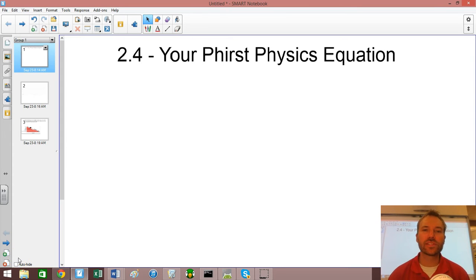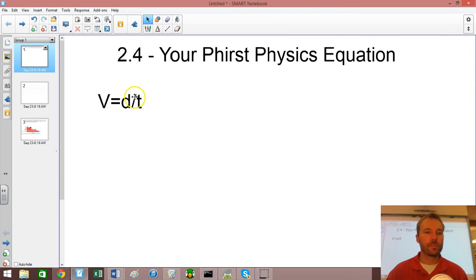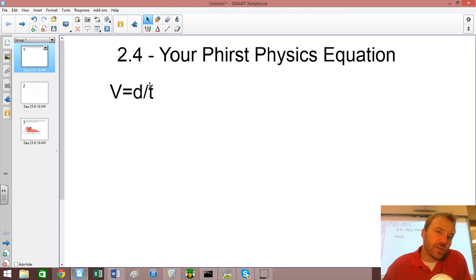Welcome to 2.4, ladies and gentlemen, and I've entitled it Your First Physics Equation. I called it that because you're probably going to get 30 to 40 physics equations over the entire semester and year, and this is the very first one. It deals with velocity, and I'm just going to give it to you here. It is velocity equals distance over time. That's it. V equals d over t.